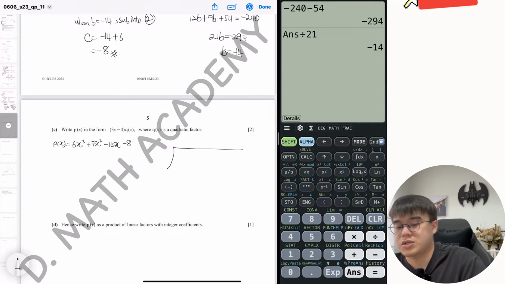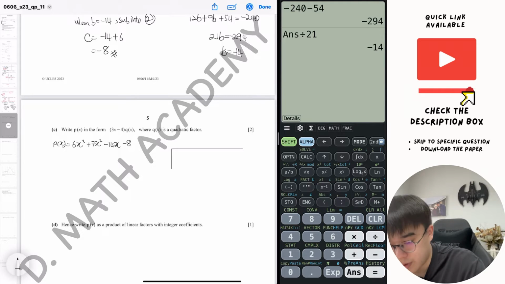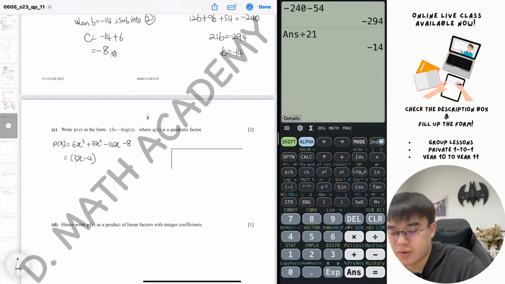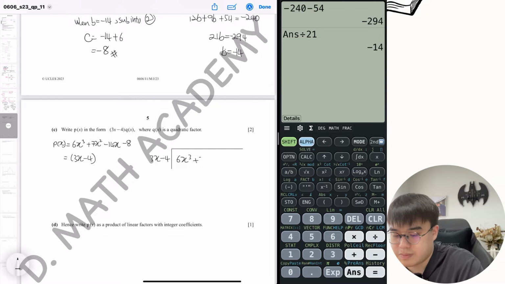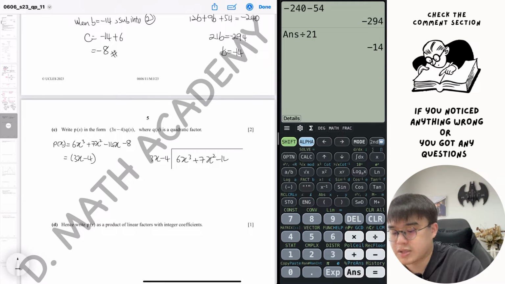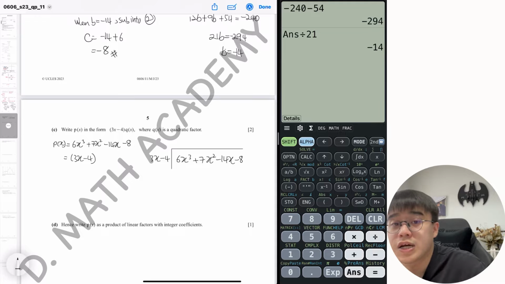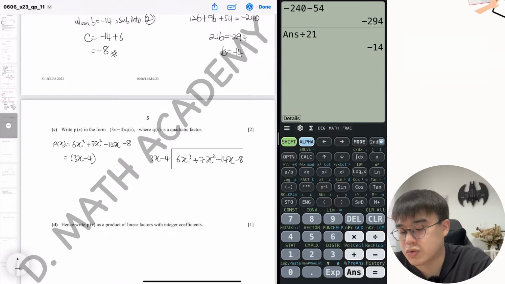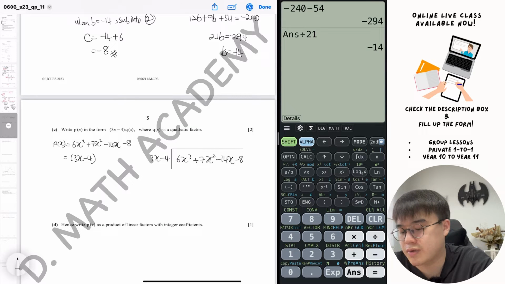And they want us to factorize it. We were already given the 3x minus 4, so I'm going to write 3x minus 4 here, dividing 6x cubed plus 7x squared minus 14x minus 8. The problem with this question is you will have to divide it manually. To arrive at 6x cubed, you're going to multiply with 2x squared first.